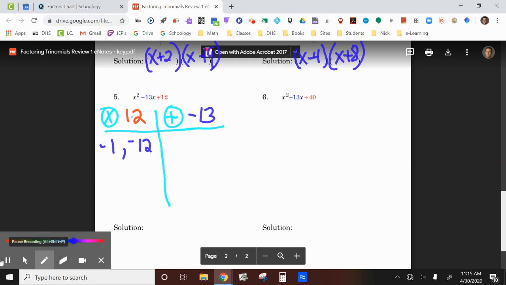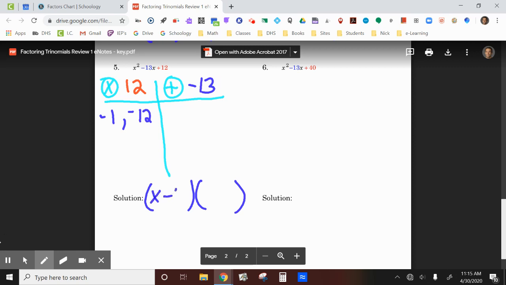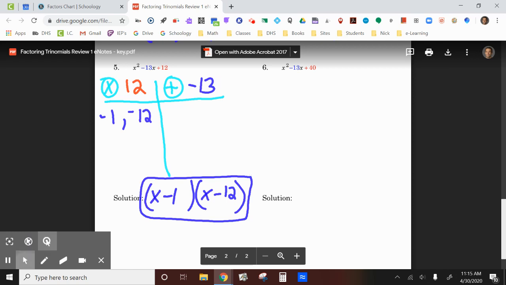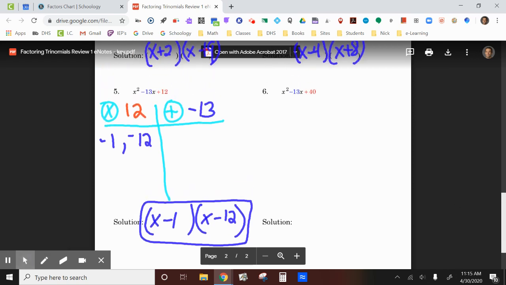So now I'm ready to write my solution in. Again, it's going to be two sets of parentheses, two binomials that multiply to get back to my original trinomial expression. So now it's going to be x minus 1 times x minus 12, and that's going to be my factored solution. We've got one more last one here. Why don't you guys try this on your own, and let's see what you get.